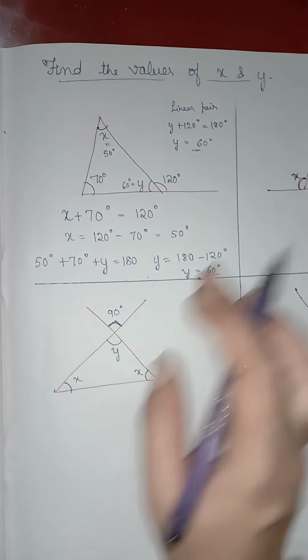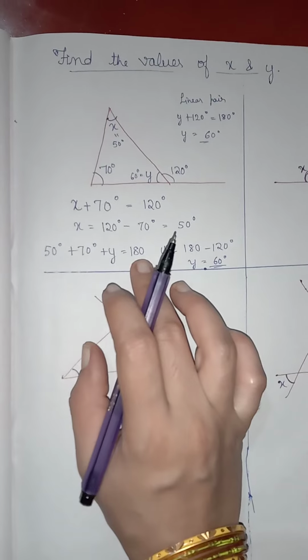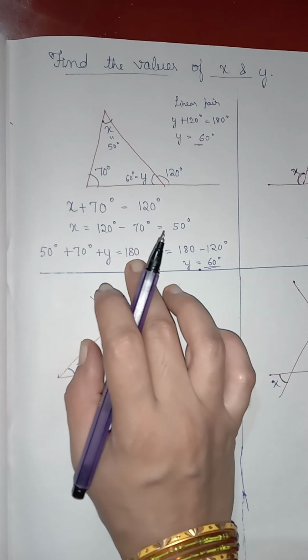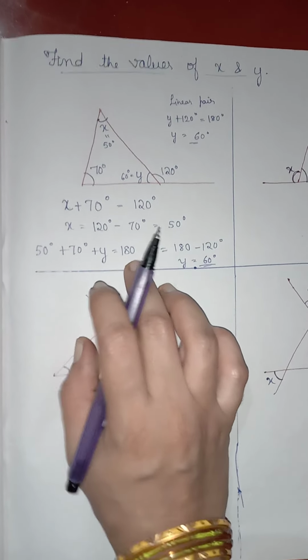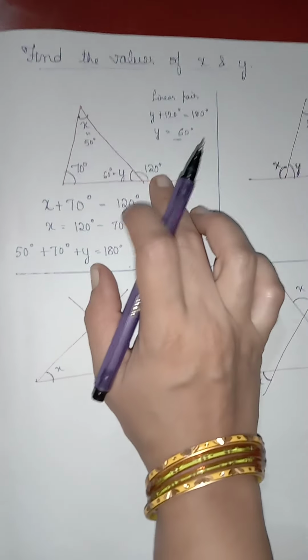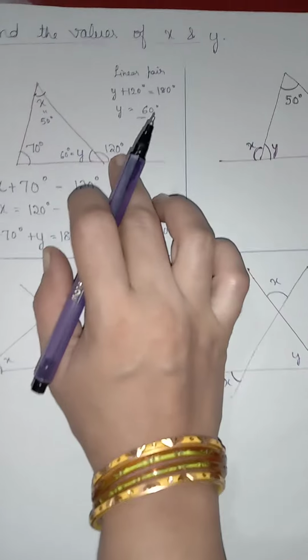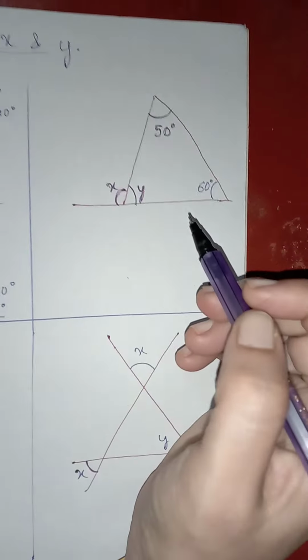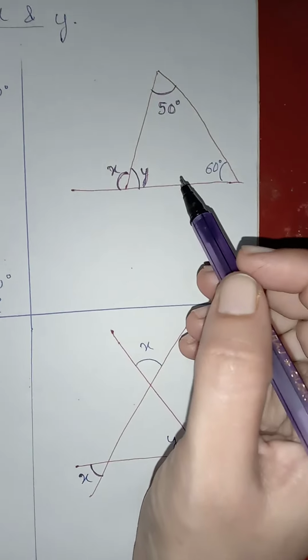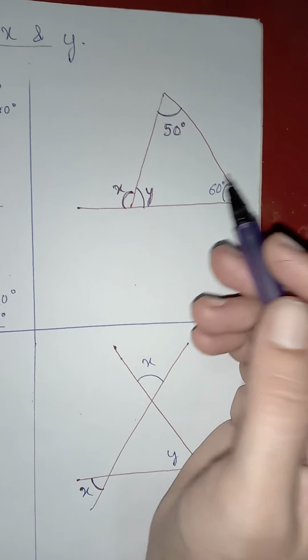So you can use any method. One is using the sum of all three angles is 180 degree, and the other method is considering y and 120 degree as a linear pair. Now let us look at the second problem.